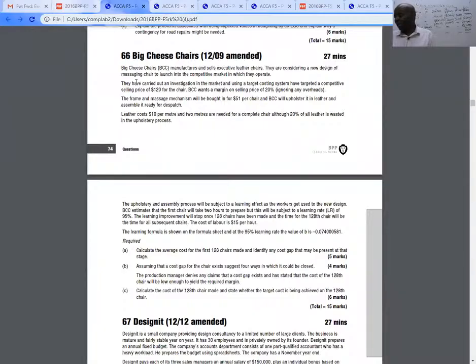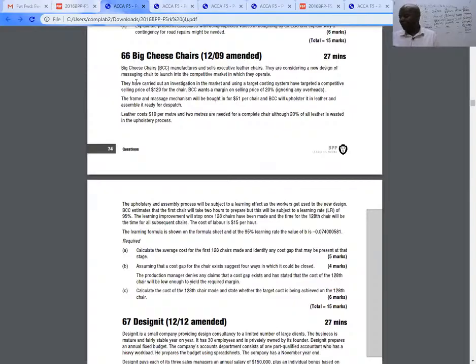The upholstery and assembly process will be subject to a learning effect as the workers get used to the new design. I like ACCA. You can see they're trying to combine target costing with learning curves. BCC estimates that the first chair will take 2 hours to prepare, but this will be subject to a learning rate of 95%. The learning improvement will stop once 128 chairs have been made, and the time for the 128th chair will be the time for all the subsequent chairs.